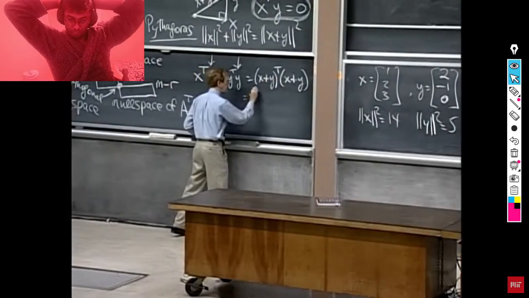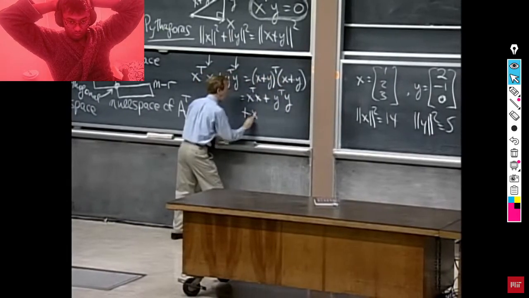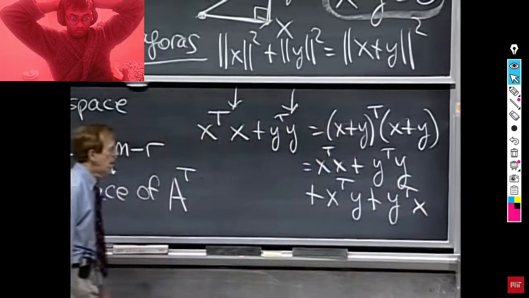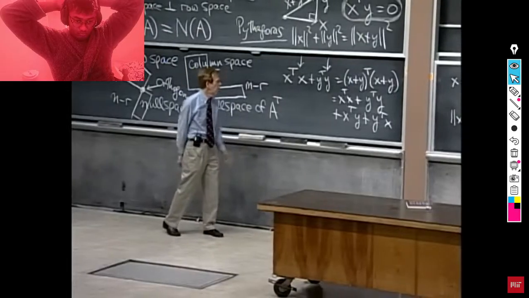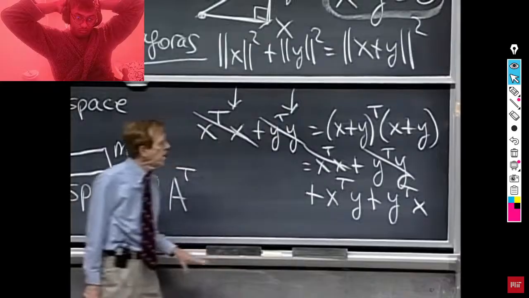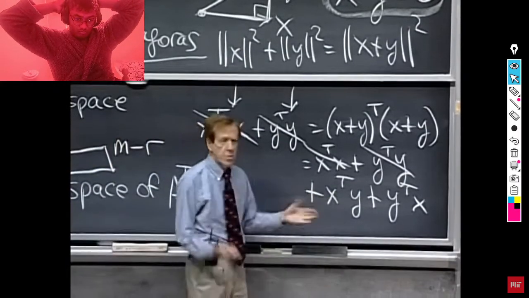There's an x transpose x there, and there's a y transpose y there, and there's an x transpose y, and there's a y transpose x. I knew I could do that simplification because I'm just doing matrix multiplication and I've just followed the rules. Okay, so x transpose x and y transpose y cancel, and what about these guys? What can you tell me about the inner product of x with y and the inner product of y with x? Is there a difference?